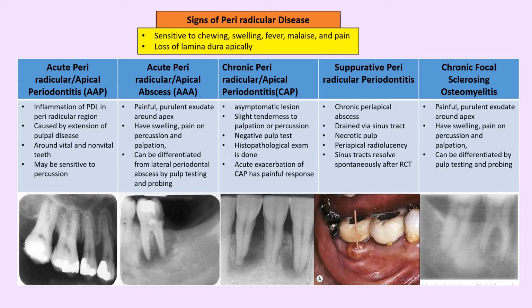Now we can see the suppurative periradicular periodontitis, where we have the chronic periapical abscess that can lead to that with a draining sinus tract. All the pus is being drained out, so it becomes asymptomatic. The tooth is very non-vital here. There is a periapical radiolucency, treatment is RCT, and after doing RCT, the sinus tract is going to get resolved. The last condition here is chronic focal sclerosing osteomyelitis.